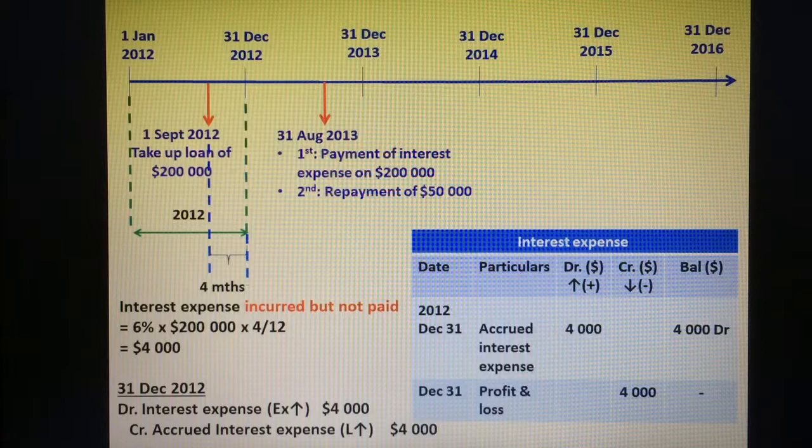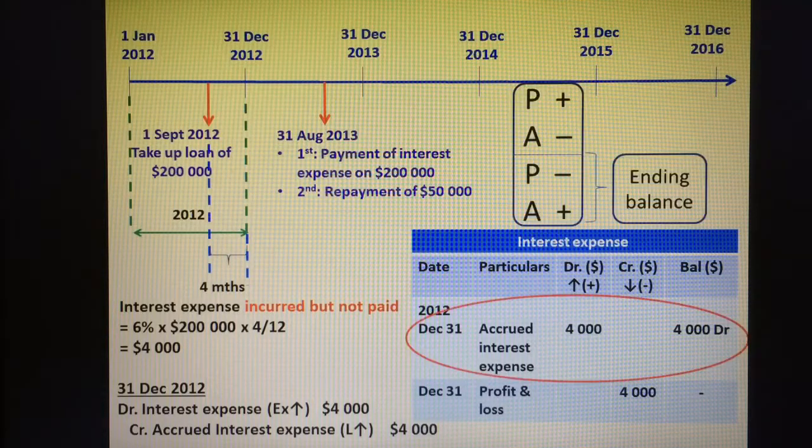So, the interest expense account will look like this. As at 31st December 2012, the $4,000 of accrued interest expense is the ending balance. So according to the Papa shortcut, the $4,000 will appear in the plus column.